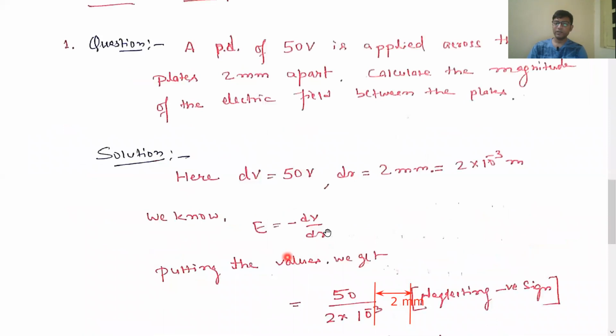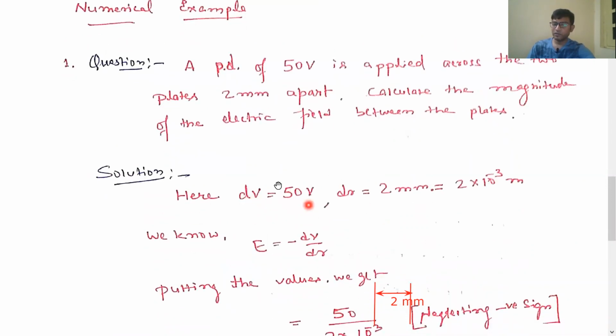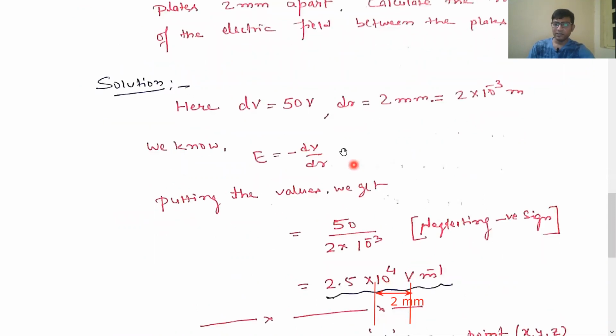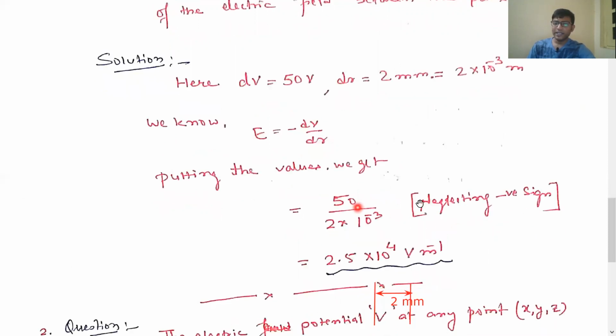So let's find the electric field in between the two plates. Here the simple relation is E is equal to minus dV by dr. Here dV is equal to 50 volt, the potential difference, and dr is equal to 2 millimeter. This is in millimeter, so we have to convert it into meter in the SI system. Putting in the values, dV 50 and dr 2 into 10 to the power minus 3. The negative sign is neglected here because only the magnitude of the electric field is asked.